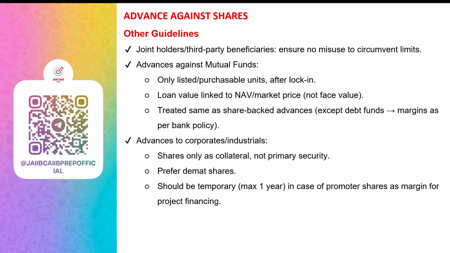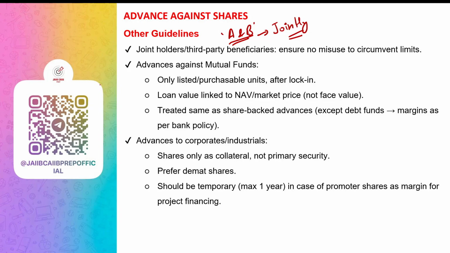So, if shares are in joint names, bank must be careful not to bypass RBI limit. For example, if A and B hold shares jointly, say a person named A and a person named B, these two persons hold shares jointly, and A has already taken a loan. Now, the bank should not give another loan to B against the same shares to circumvent this limit, right?